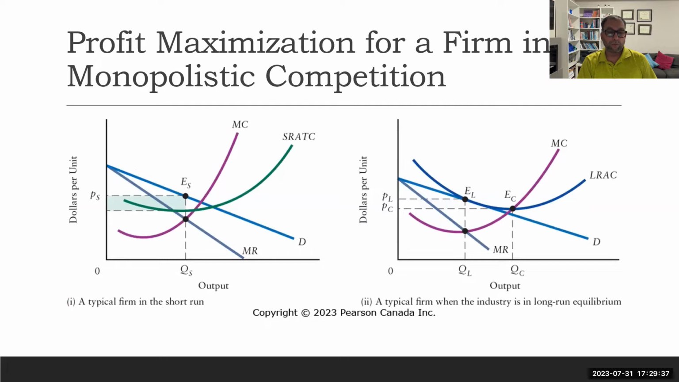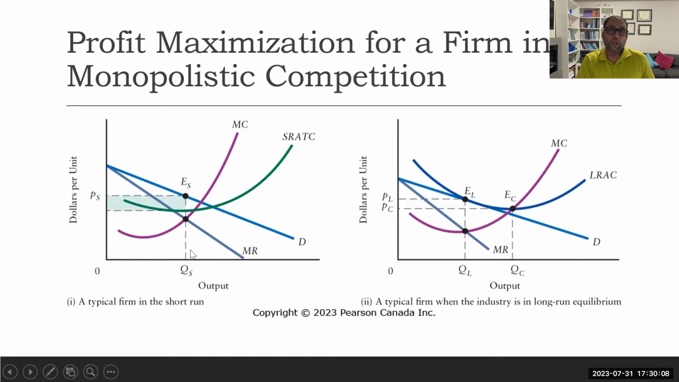Now, based on these assumptions, we are assuming here a typical firm in the short run. What is happening? They determine the quantity. The monopolistically competitive firm determines the quantity by equating marginal cost to marginal revenue. And after that, they determine the price by placing this quantity into their demand function. And we see here that the monopolistically competitive firm is enjoying economic profit in the short run.